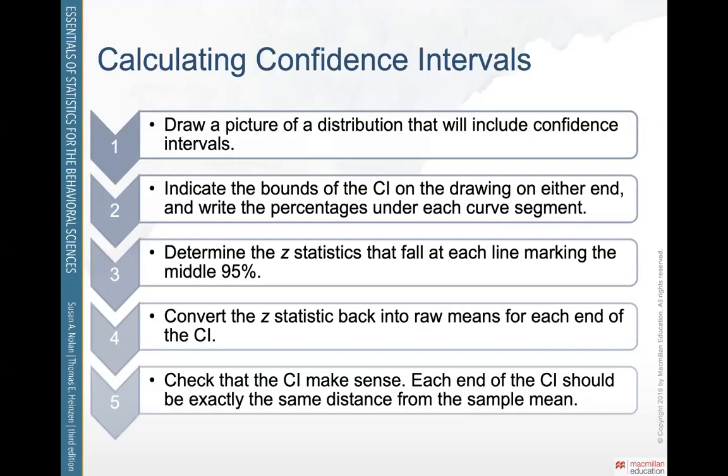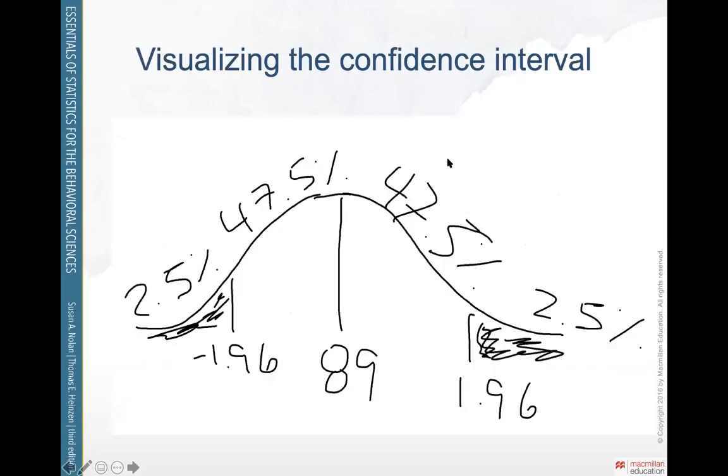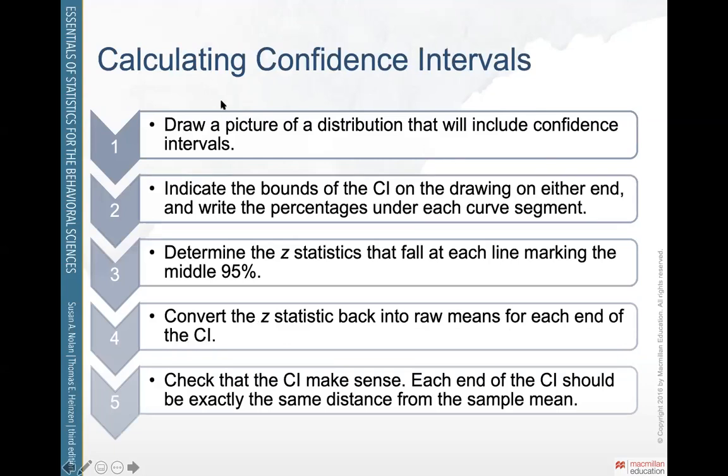So let's see here. Here are the steps. I'll let you read those on your own. Well, no, I guess I'll talk about them really briefly. Draw a picture. I have that picture right there. So I'll draw a picture that's going to give us an idea of what our confidence interval is going to look like. We need to have the bounds. So we'll have a left tail and a right tail of our confidence interval.